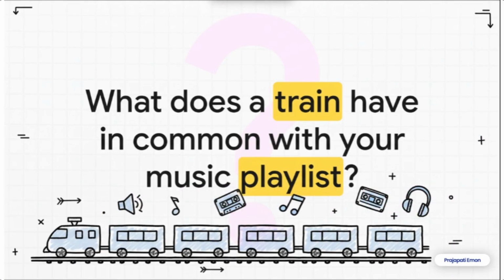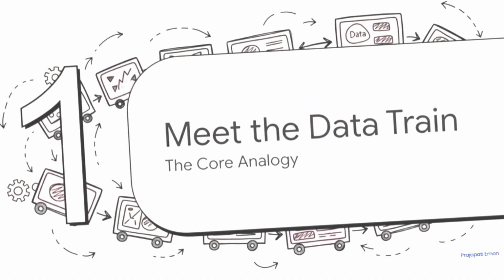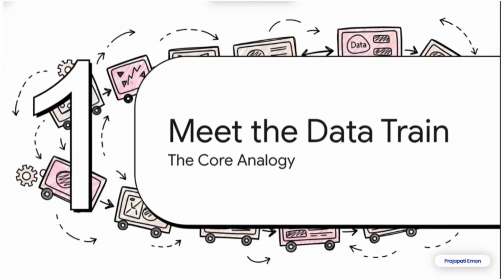Yes, I know it sounds like a weird question, right? A big physical train and a digital playlist, but trust me, by the end of this you will see they are way more similar than you think. The answer has everything to do with how they are built and, more importantly, how easily you can change them. Alright, let's dive right in.